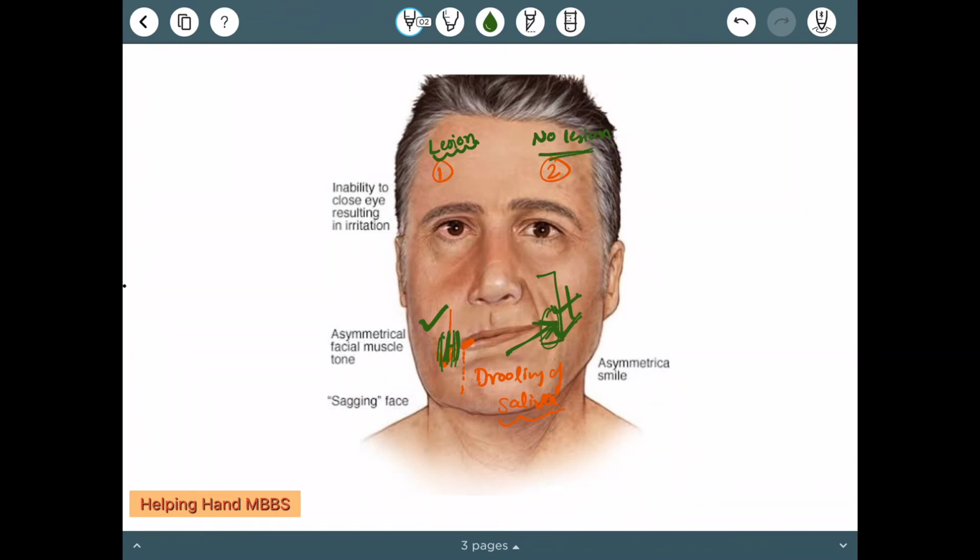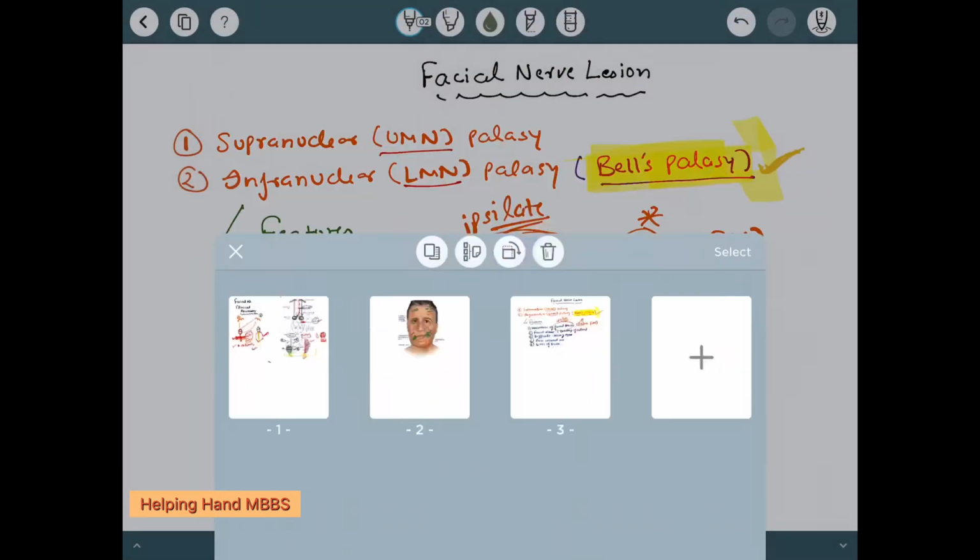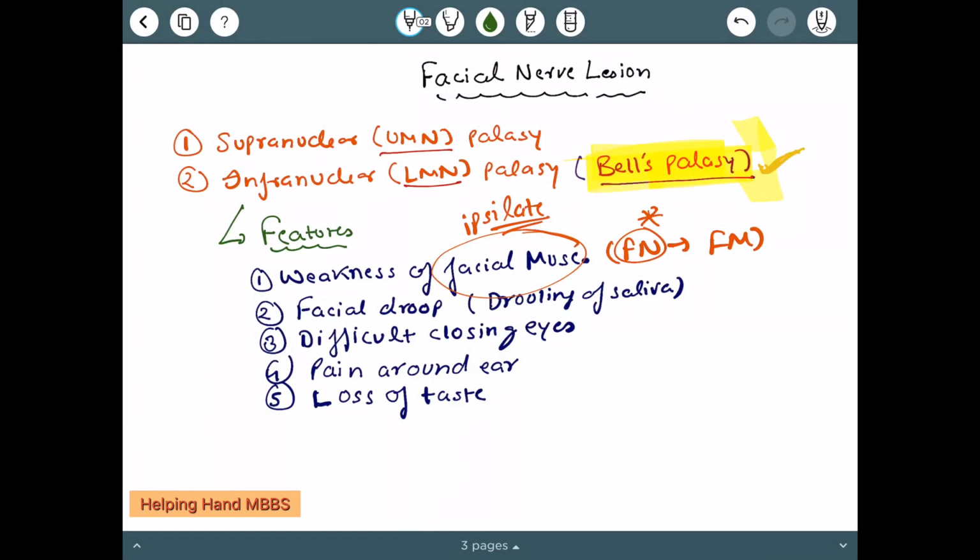There will be drooling of saliva. There will be difficulty in closing the eyes, because it is also governed by our facial muscles. There will be depression at this side, and there will be a one-sided smile only. If this person tries to smile, only this side will go upward, but this will go downward only. So these are the features. Let us see other features. There will be weakness of facial muscle, facial droop, difficulty in eye closing. I have already told you.